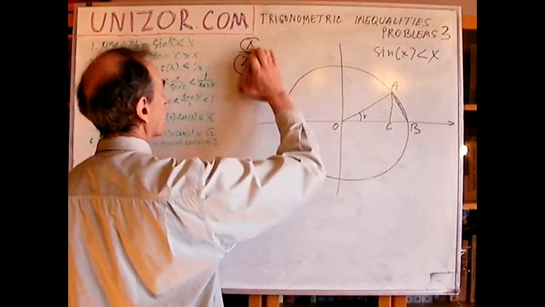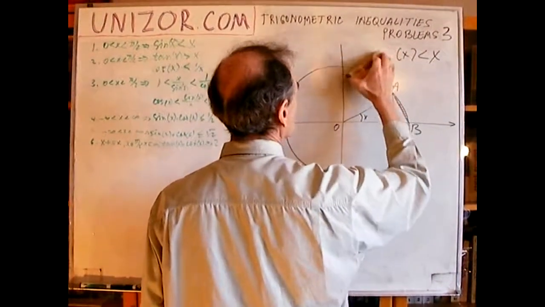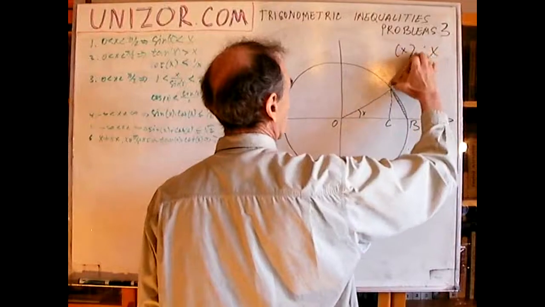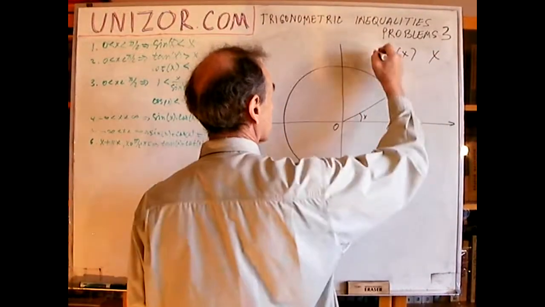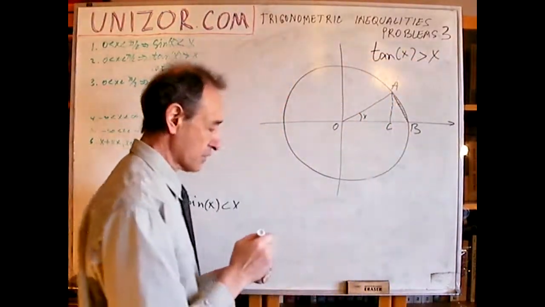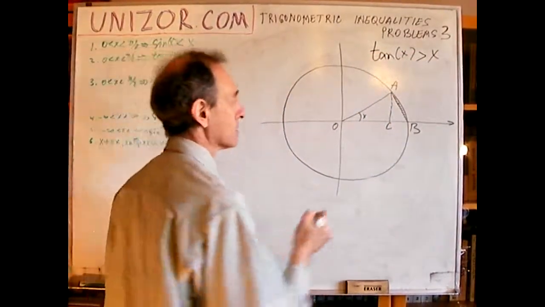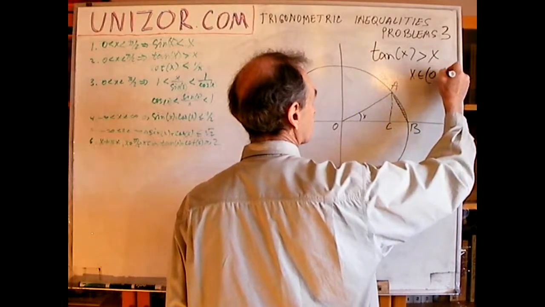The second inequality which I would like to talk about is about tangent. And I would like to prove that tangent x is greater than x. Again, if x belongs to interval from 0 to pi over 2.